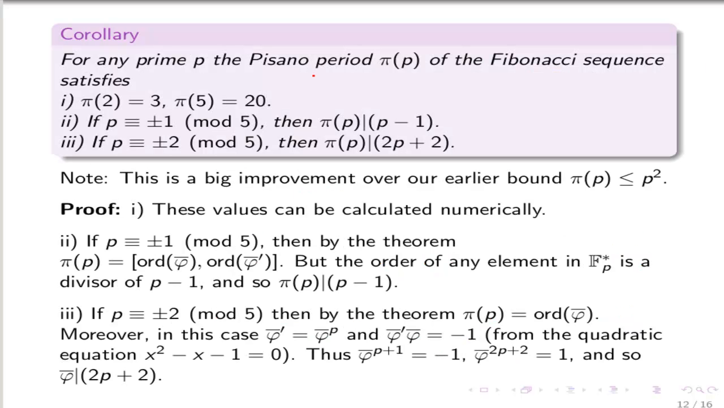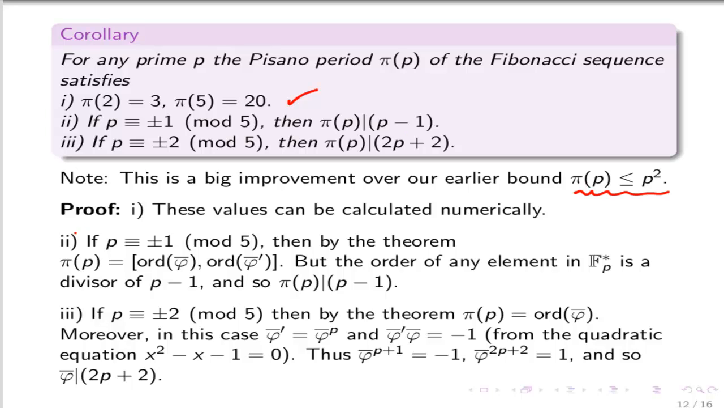As a corollary of our previous theorem, we get the following. So pi of 2 and pi of 5, you just calculate those directly. But if p is congruent to plus or minus 1 mod 5, the Pisano period is a divisor of p minus 1. And if p is congruent to plus or minus 2 mod 5, then it's a divisor of 2p plus 2. And note, this is a big improvement over our original bound of m squared, where we could only say pi of p was less than p squared. So here the upper bound would be 2p plus 2 in the worst case.